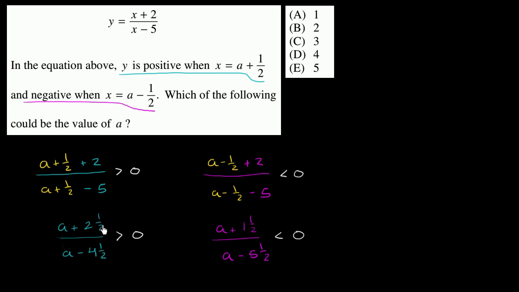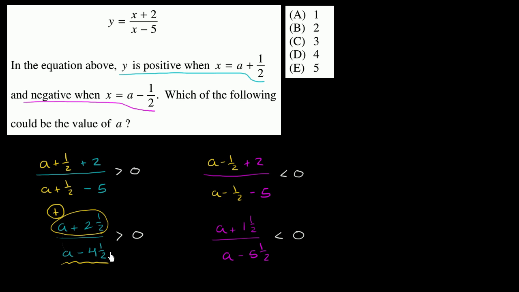Now, this top expression right over here is a plus 2.5. And all of our candidate a's are positive. So on top, you have a positive number plus 2.5. This is definitely going to be positive for all of our candidates. So if this is a positive value, the only way that this whole thing is going to be greater than 0 is if the bottom is also a positive value, given that all of our candidate a's are greater than 0. So how can this bottom part be positive?